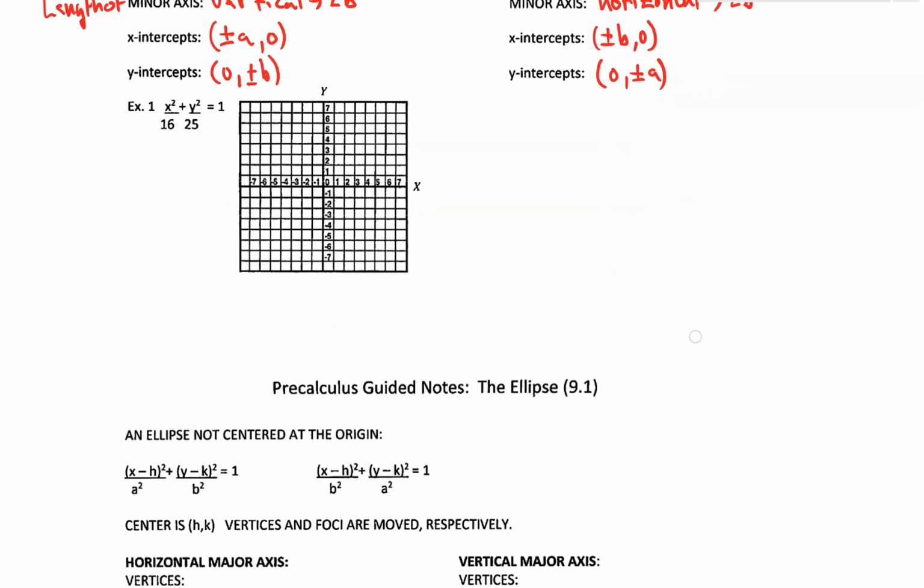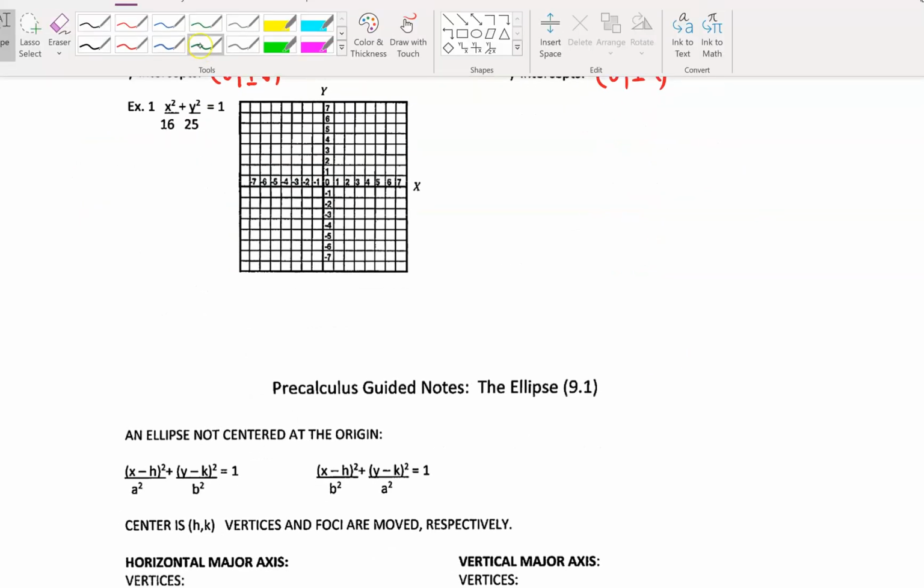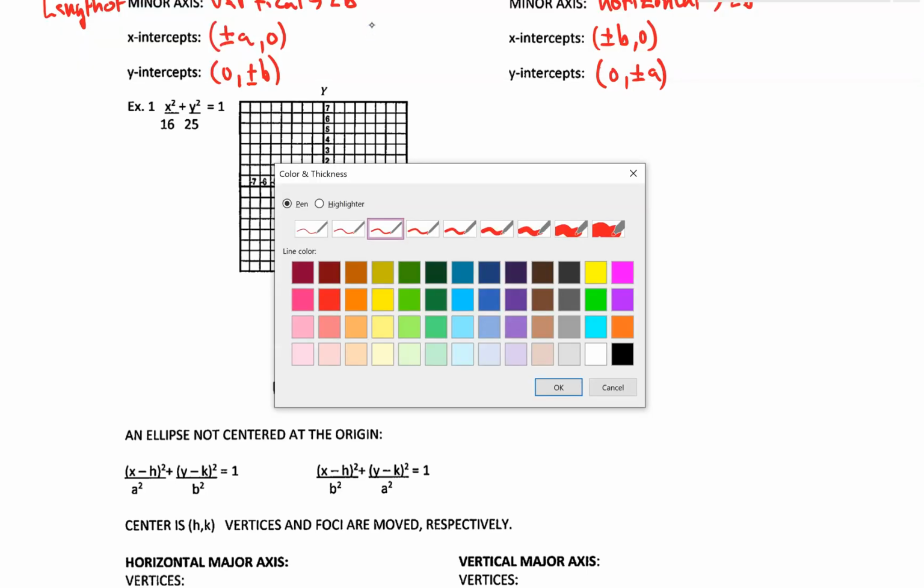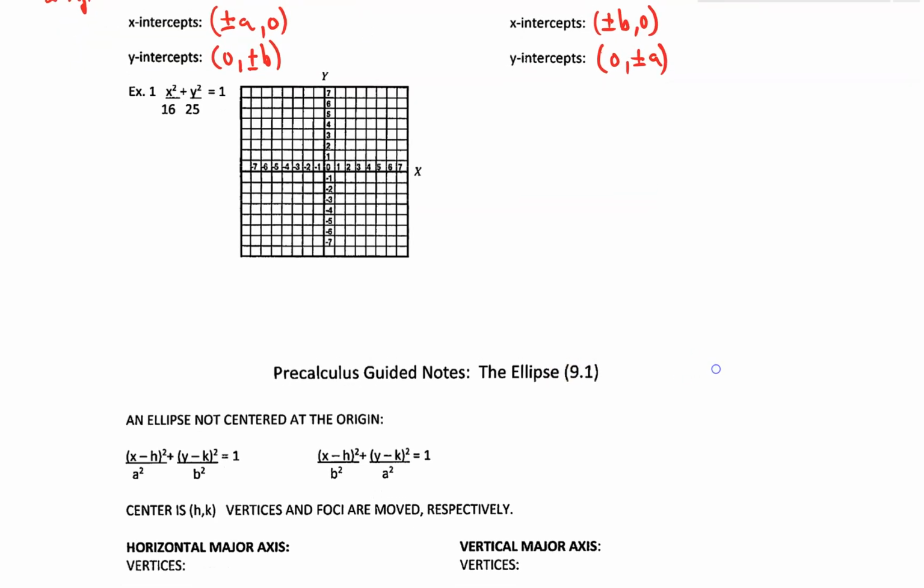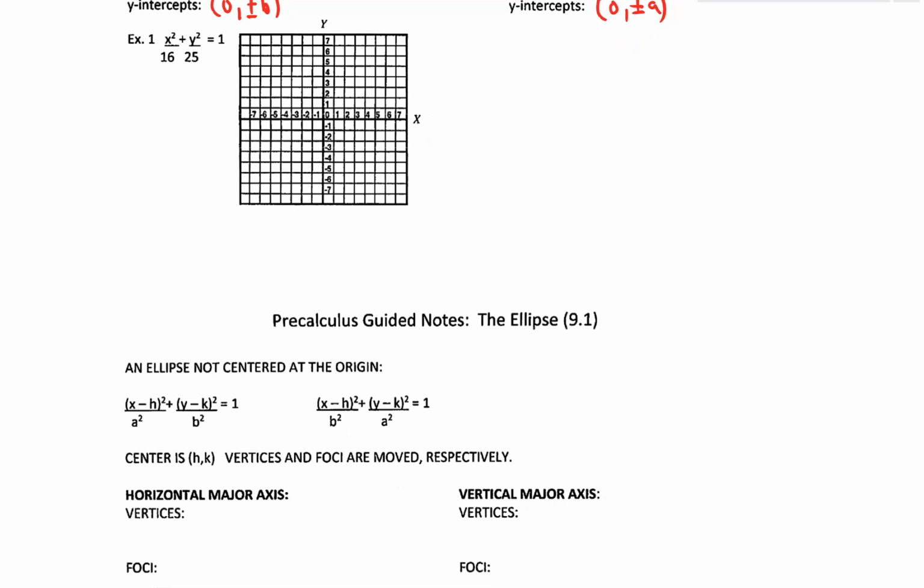Let's just take a look at a problem. I always find it easier to work through a problem, and then that gives us an idea of how to make these go. So here's our equation: x squared over 16 plus y squared over 25 is equal to 1.